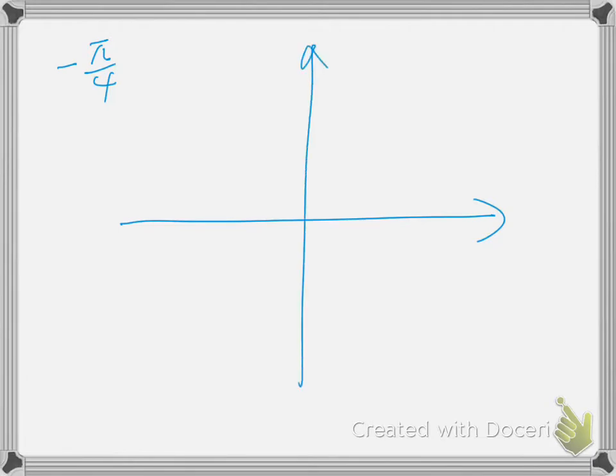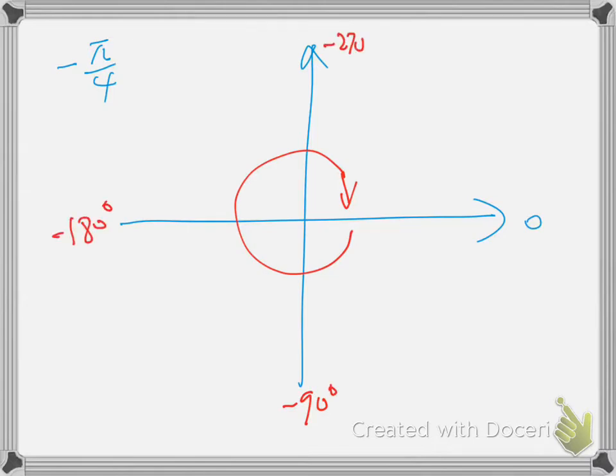Now let's draw the angle negative pi over 4. What is negative pi over 4? This is 0. Now we need a negative angle. If you rotate this way, this will be negative 90, this will be negative 180, and this is negative 270. When you go back, this is negative 360 degrees. So in degree measure this is negative 45.